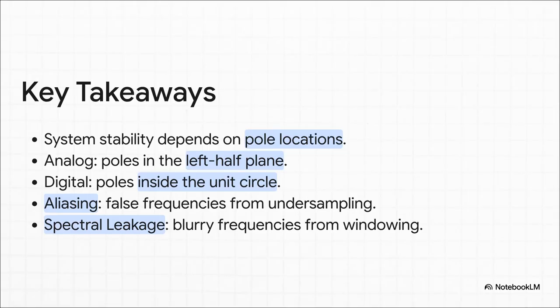Okay, so let's wrap this all up. What are the big takeaways? First, system stability is all about one thing, the location of its poles. Where do those X's live on the map? For analog systems, they have to be in the left half plane. For digital, they have to be safe and sound inside the unit circle. And second, when you step into that digital world, you've got to watch out for those two ghosts in the machine: aliasing, the creator of fake frequencies, and spectral leakage, the blurry vision problem.